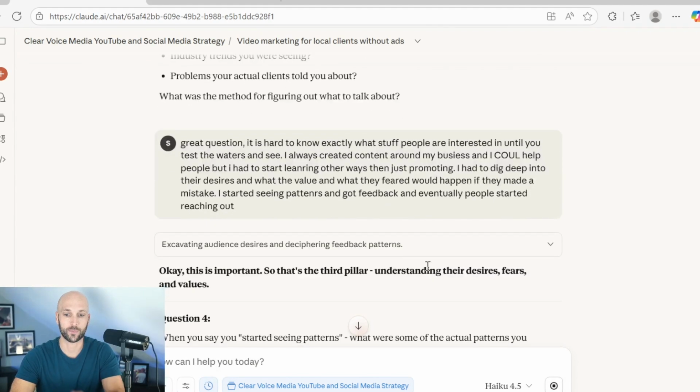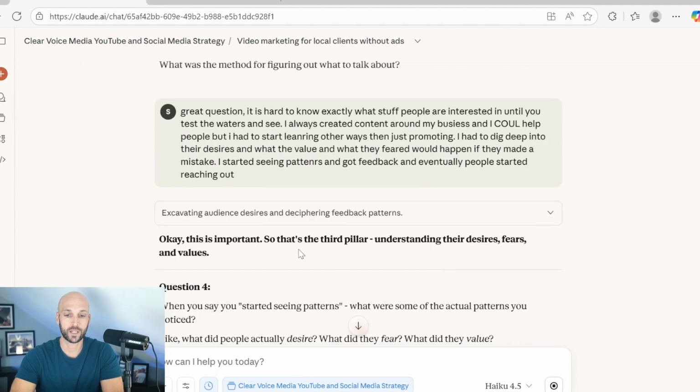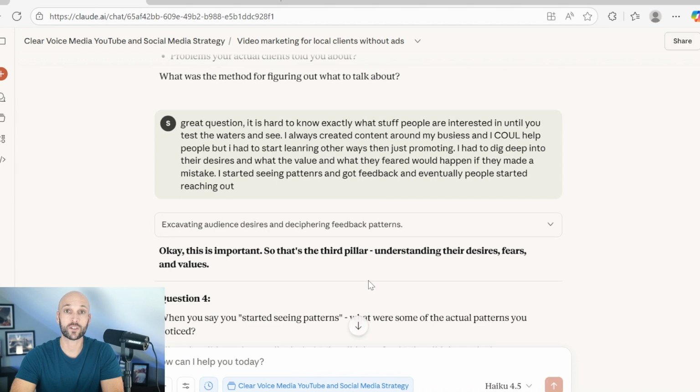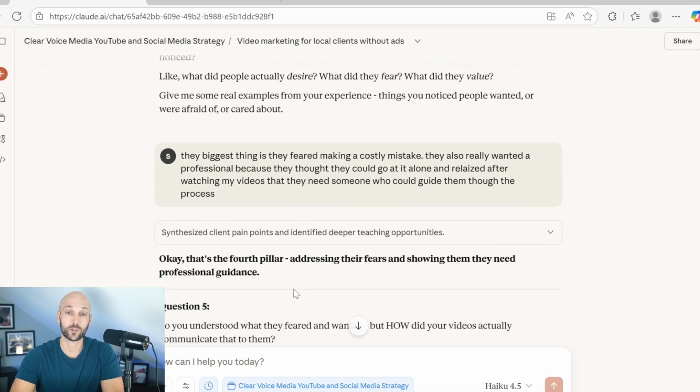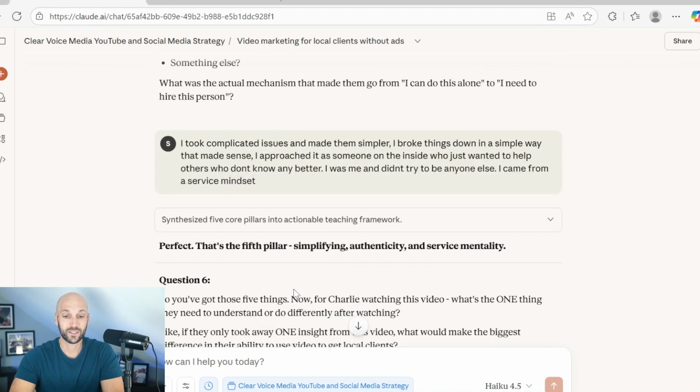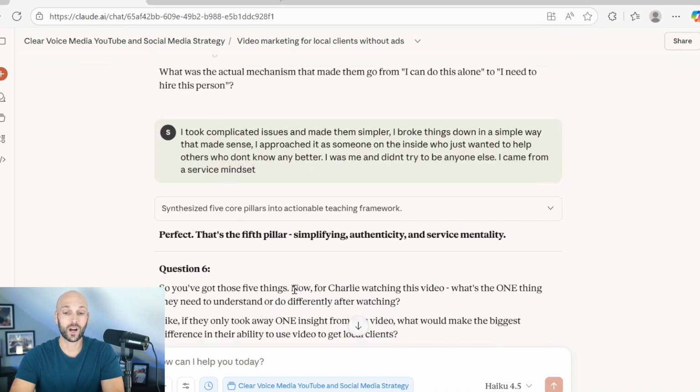So I had 5 talking points there, right? Third pillar ended up being understanding their desires, fears, and values. Fourth pillar is addressing their fears and showing them that they need professional guidance. And then pillar 5, simplifying authenticity and service mentality.